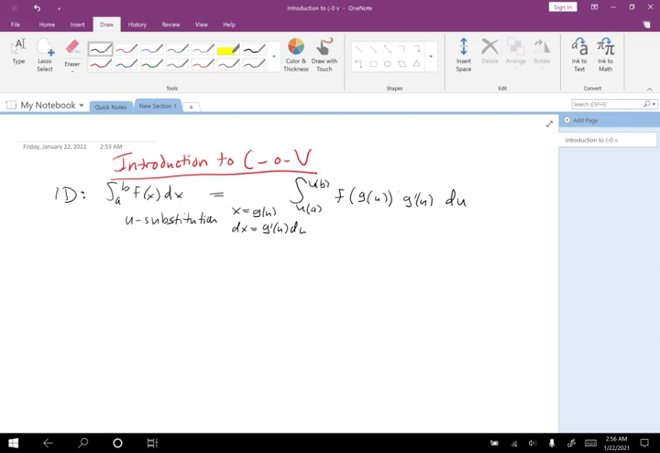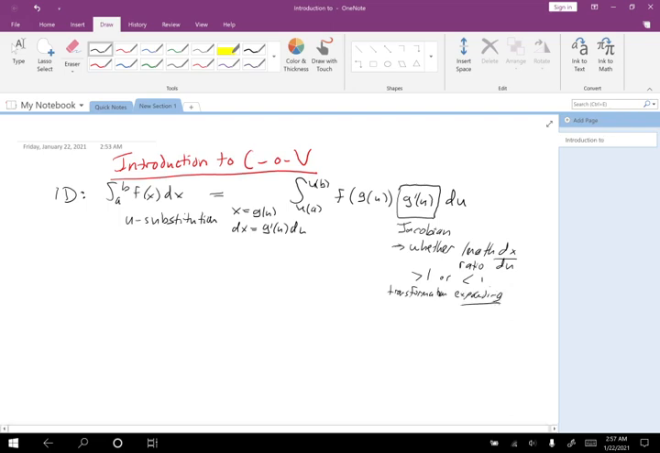Just to motivate what's coming, we're going to call this extra term here, the g prime, the Jacobian. And what it indicates is whether the volume, or really in this case the length, ratio, dx to du, is greater than 1 or less than 1. So whether the transformation is expanding or contracting. And by the transformation, I mean the transformation from u to x.